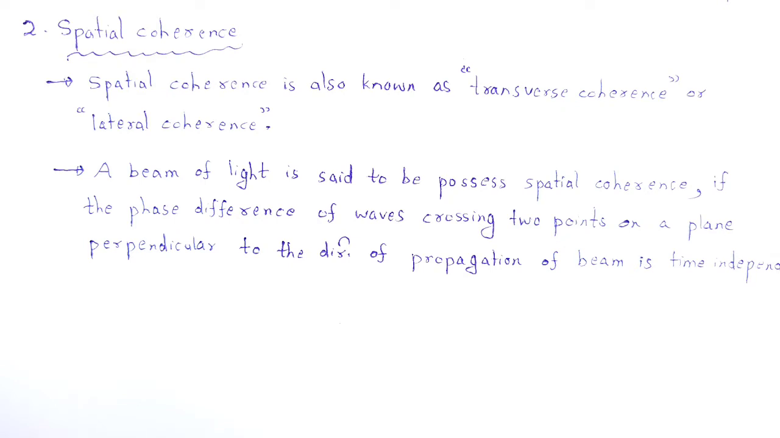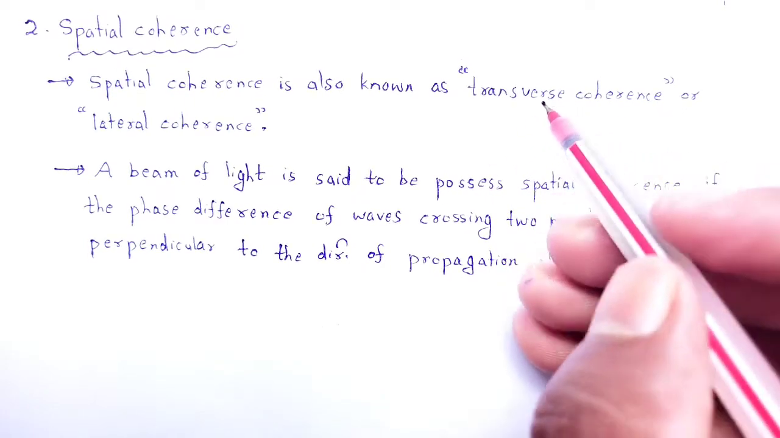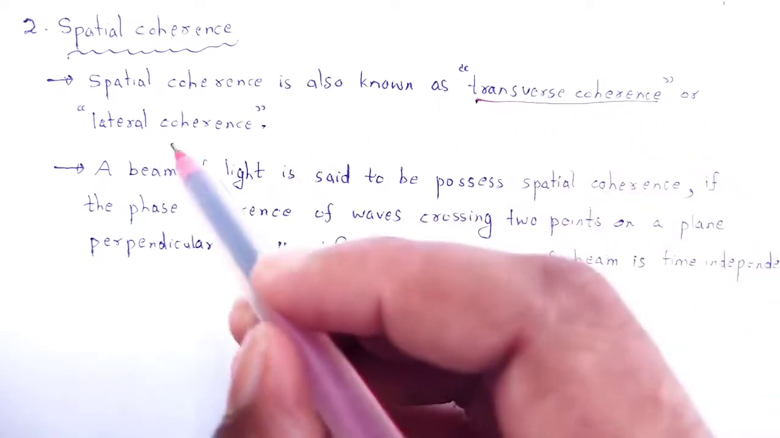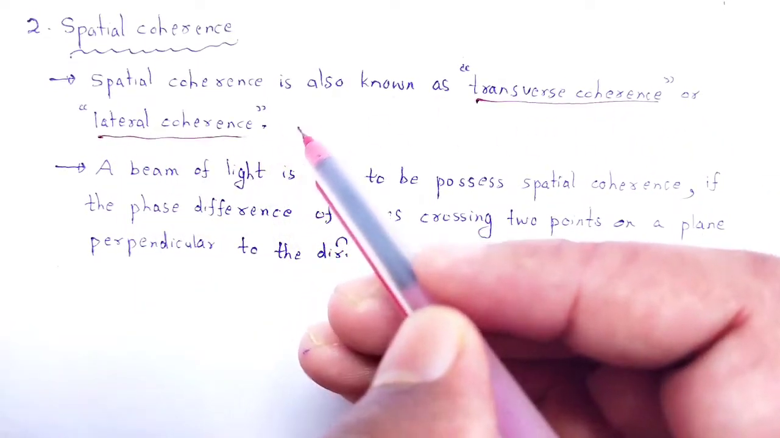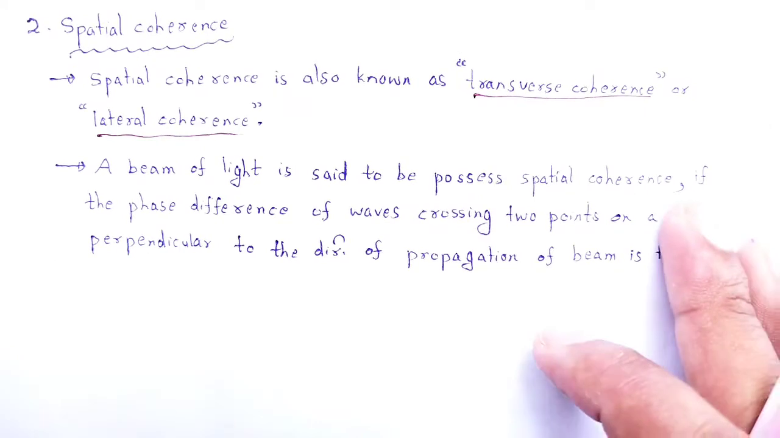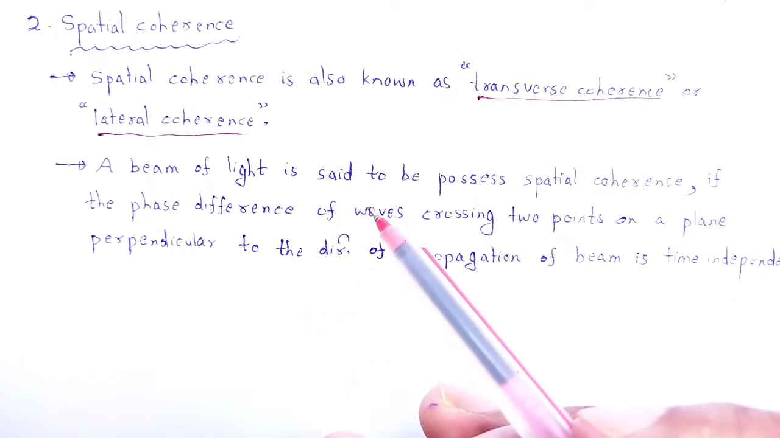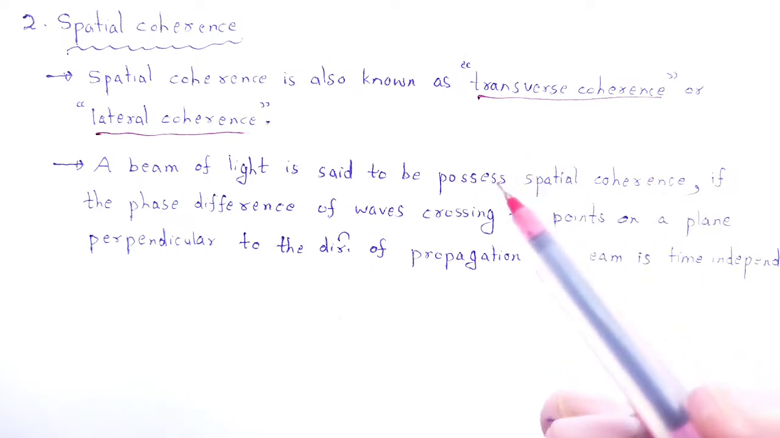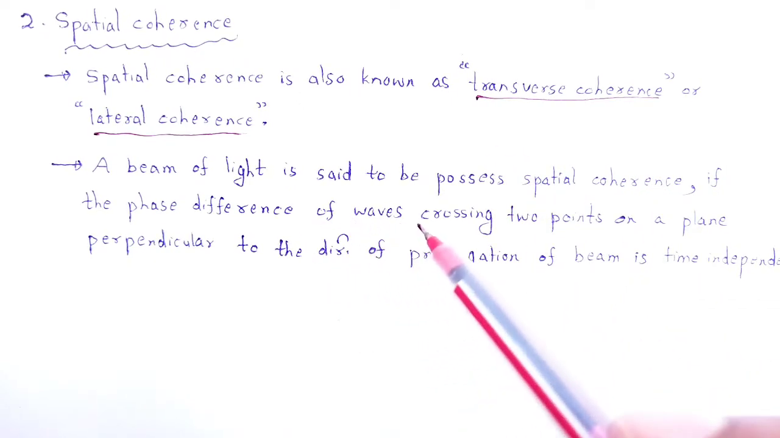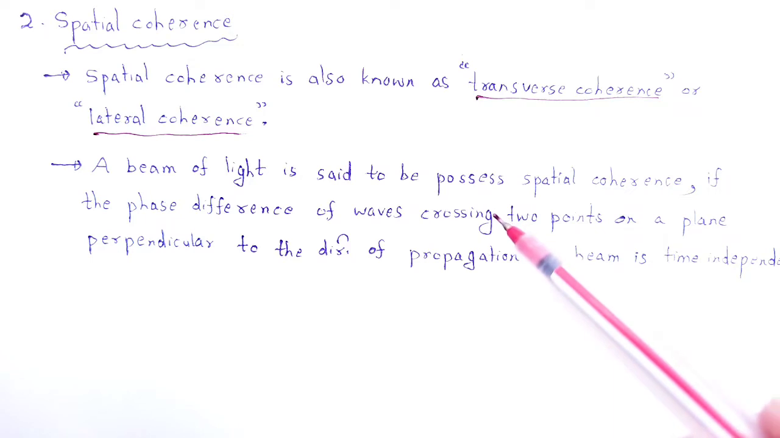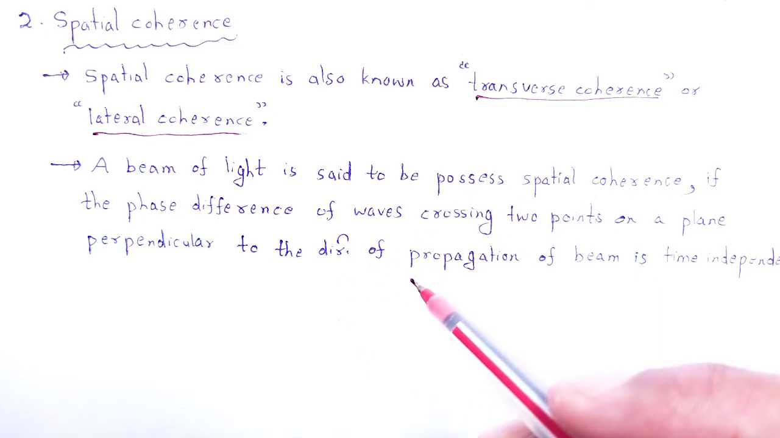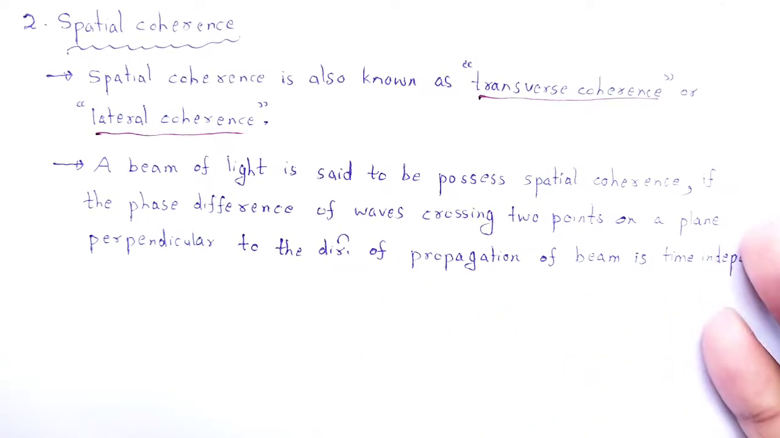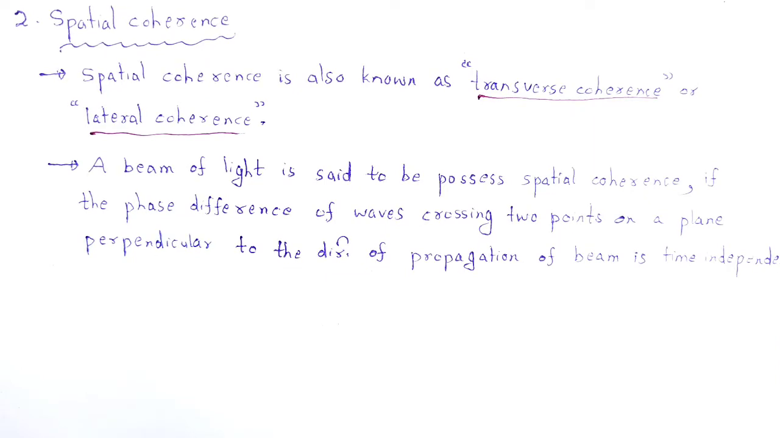Spatial coherence, which is also known as transverse coherence or lateral coherence. What happens in that type of coherence? A beam of light is said to possess spatial coherence if the phase difference of waves crossing two points on a plane perpendicular to the direction of propagation of the wave is time independent.